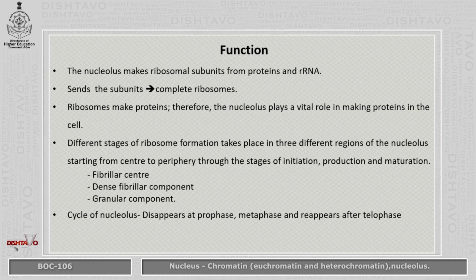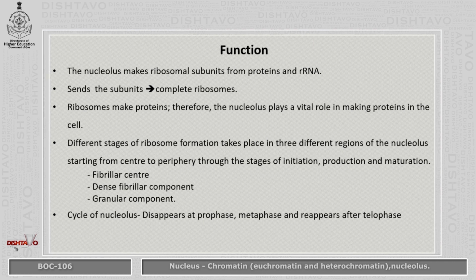The nucleolus has a very important function to perform. It makes ribosomal subunits from proteins and ribosomal RNA. It sends the subunits for the complete formation of ribosomes from the nucleoplasm to the cytoplasm. Ribosomes make proteins, and therefore the nucleolus plays a vital role in making proteins in the cell.